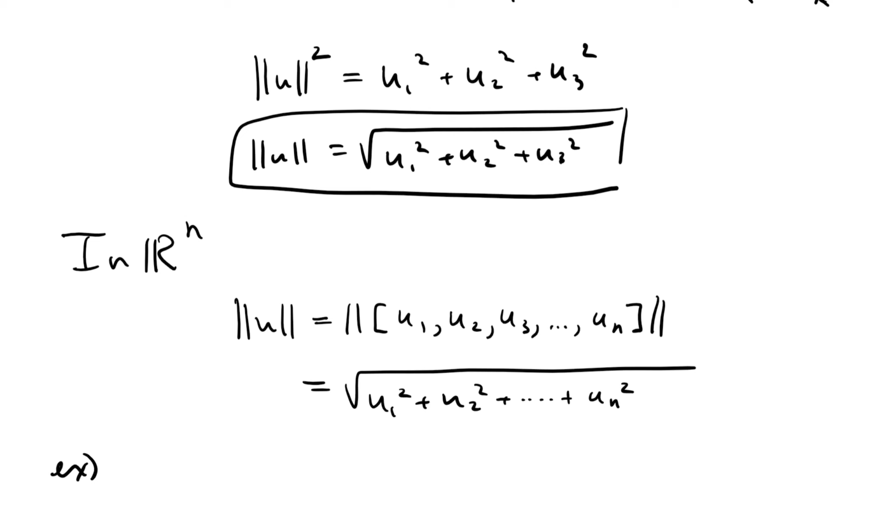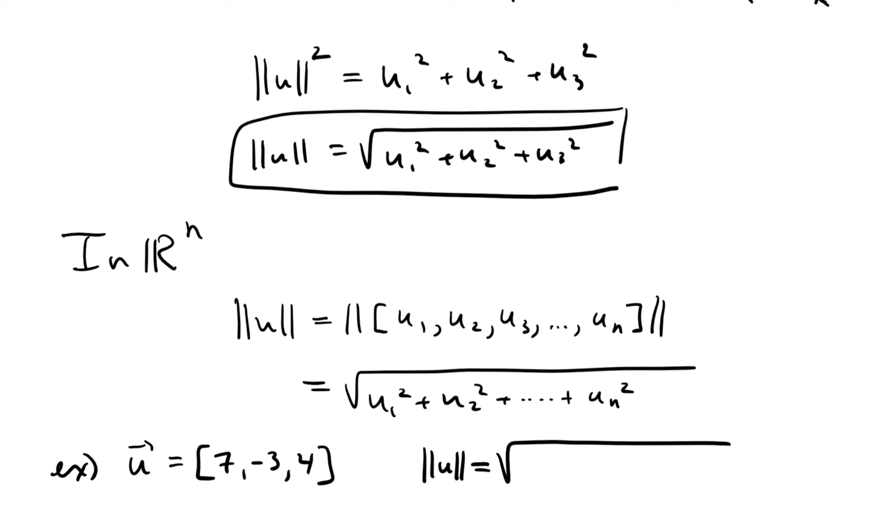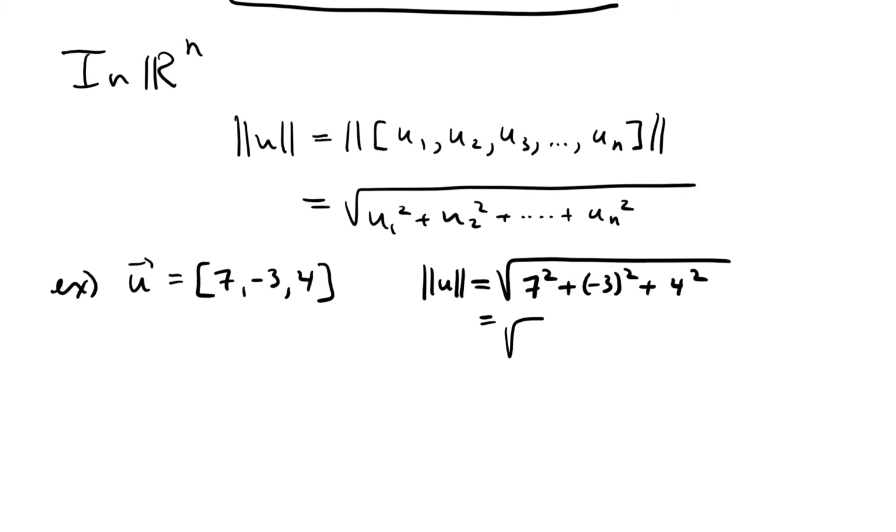So maybe a quick example, if I have a vector u with coordinates 7, -3, and 4, the length of u, which is its norm, is simply obtained by taking the square root of 7 squared plus -3 squared plus 4 squared. So that would be what? That would be square root of 49 plus 9 plus 16. So that's square root of 74.